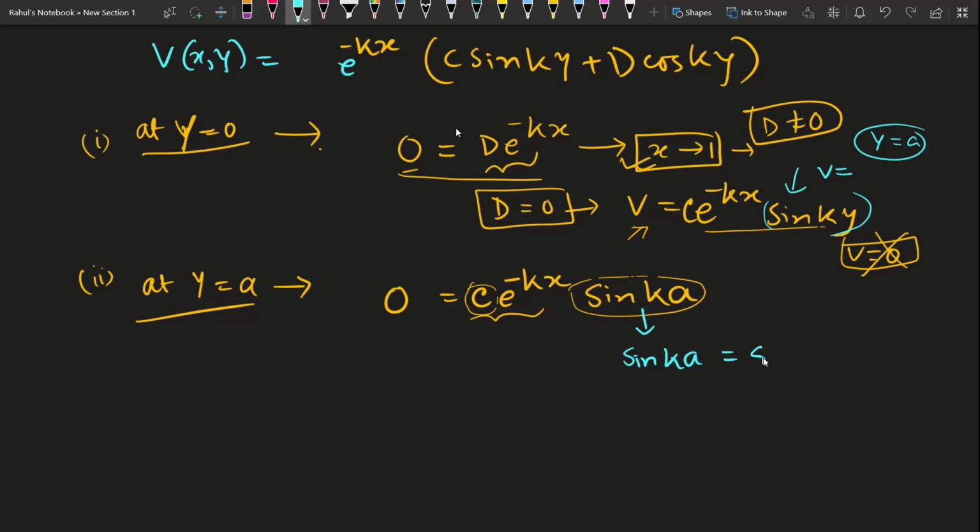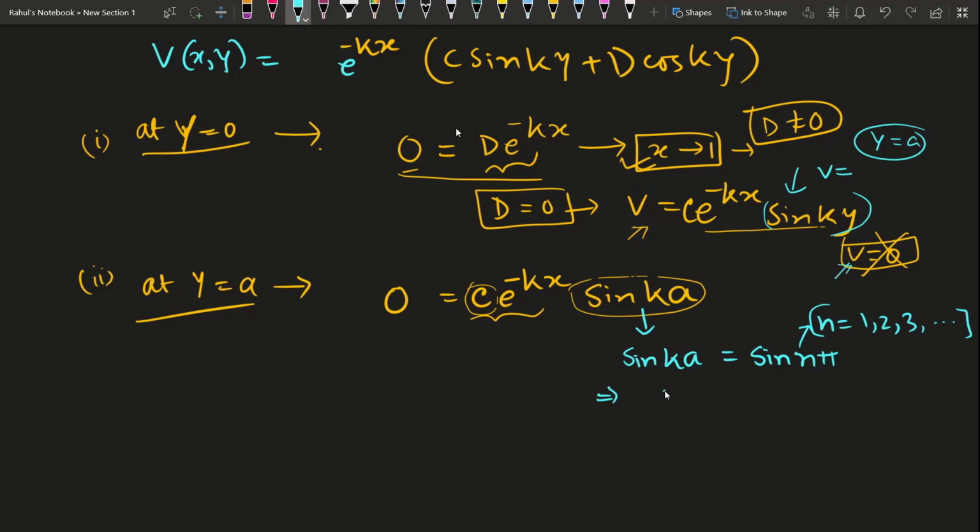This is 0 means what? Sine n pi, where n starts from 1, 2, 3, dot dot dot. Then we cannot put here n equals to 0, because if we put 0, then again this type of thing, v equal to 0, will always happen.